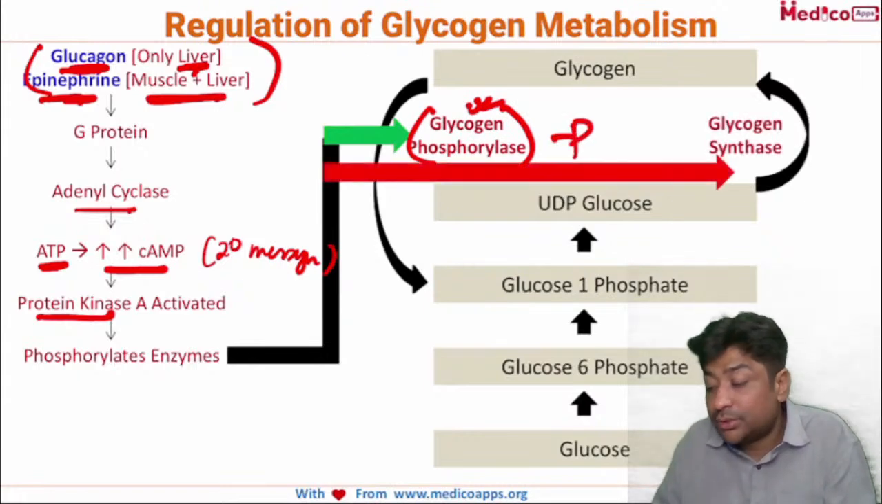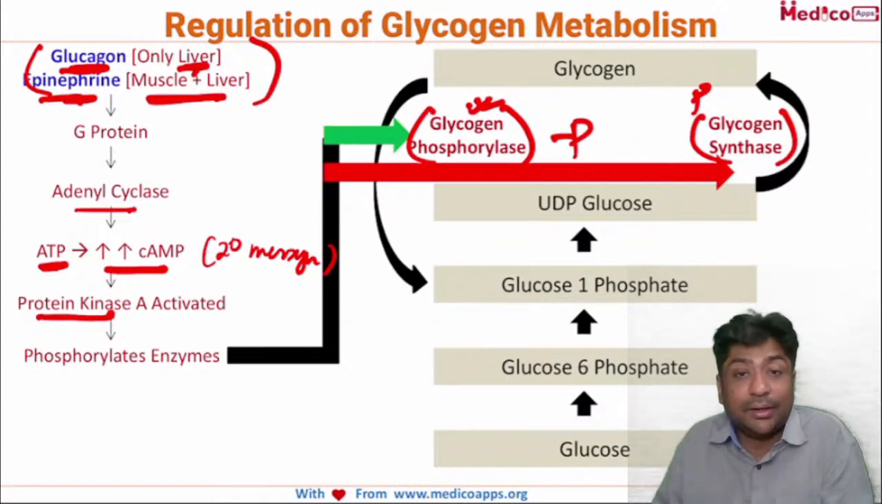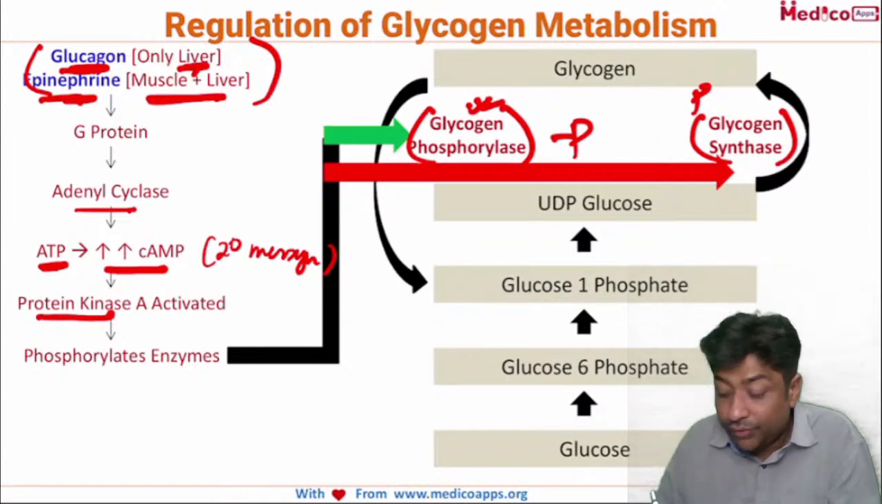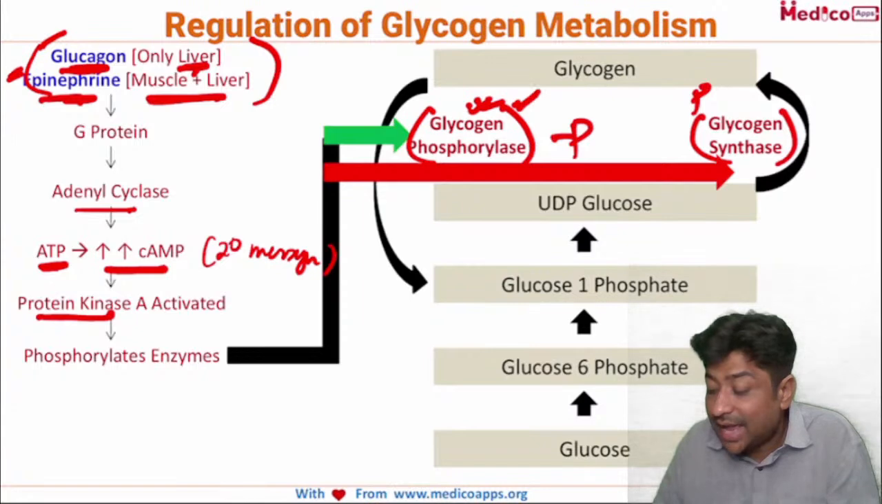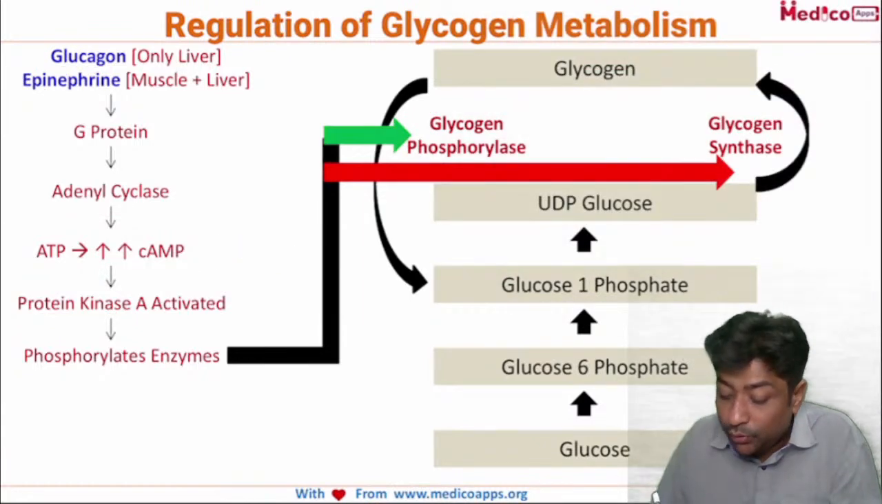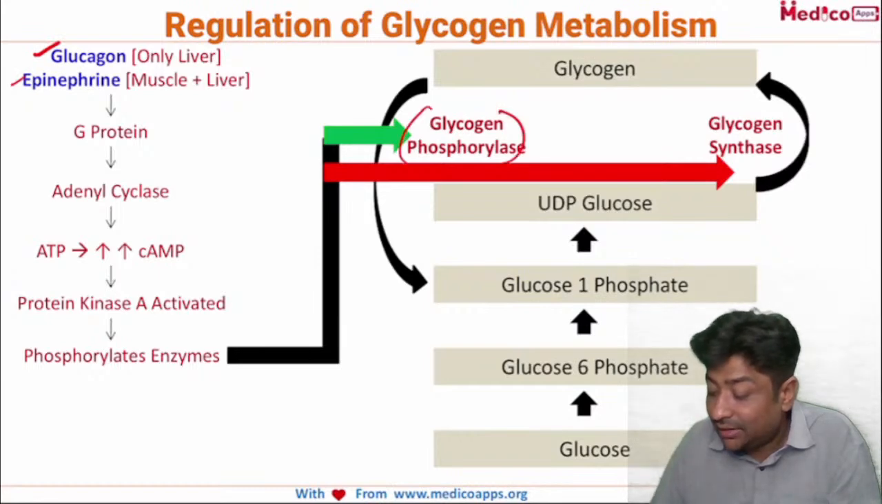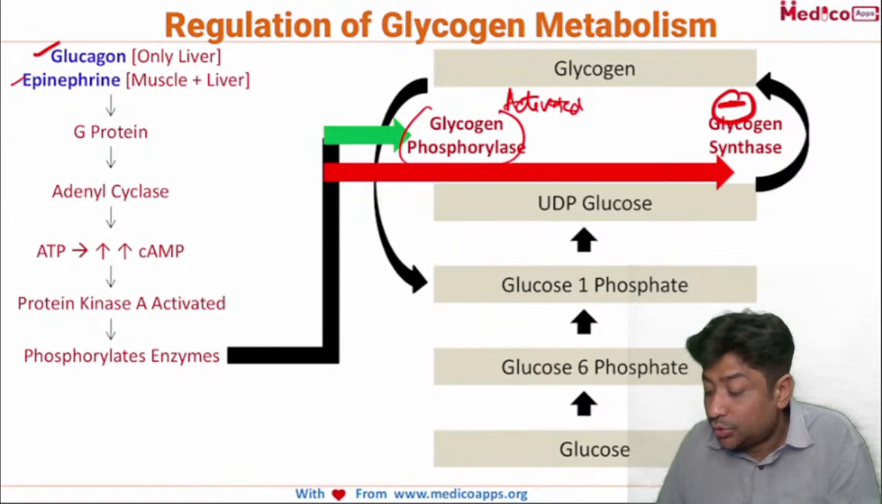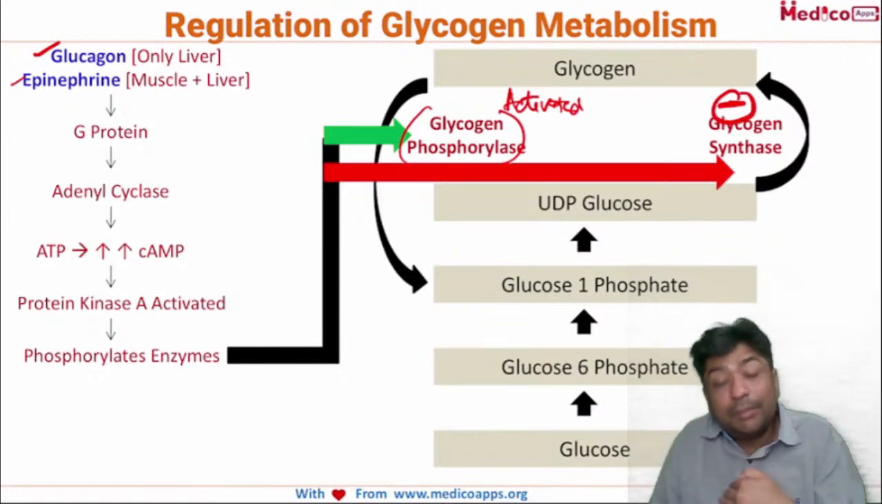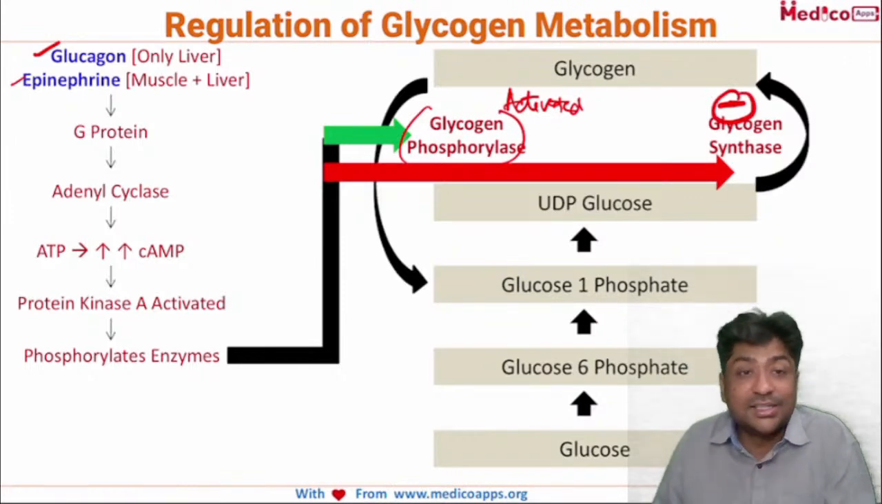and the reverse happens to glycogen synthase. The moment it is phosphorylated, it will become deactivated. So what is going to happen? Whenever glucagon and epinephrine are there, this is active and this is inactive. So glycogen breakdown will happen, but glycogen synthesis will not happen. And this is what we wanted when glucagon and epinephrine are in the system.